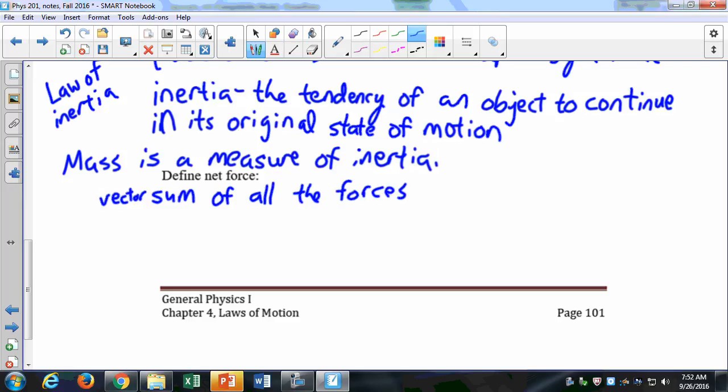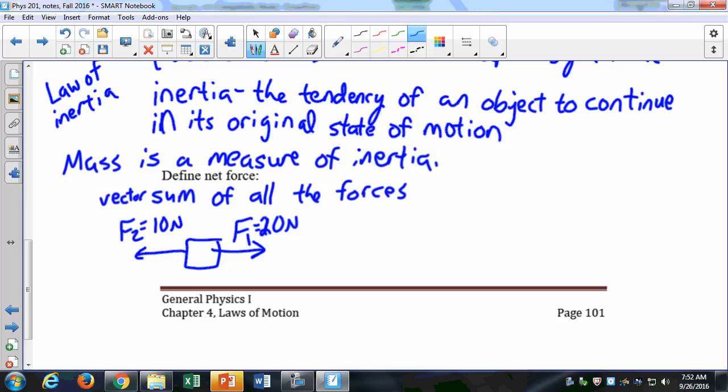We're going to be doing this a lot, but let's say that I have an object, I have a force, we'll call it F1. I have a force in this direction, we'll call it F2. Let's say that F1 is equal to 20 newtons, F2 is equal to 10 newtons. A newton is a measure of force. I'll define that in just a bit.